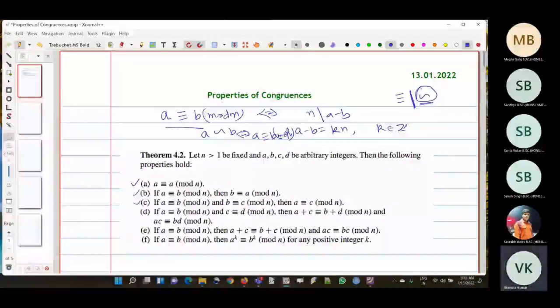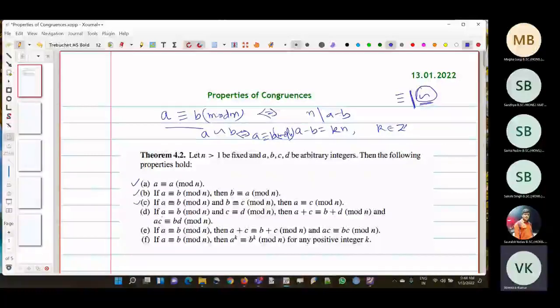So the first one is reflexive. The second one says that if A is congruent to B, then B is congruent to A. And the third one says that if A is congruent to B and B is congruent to C, then A is congruent to C. So this is transitivity. So the first three make this congruence relation an equivalence relation, and therefore it partitions the set under consideration. So this was how we can relate these first three properties to an equivalence relation.